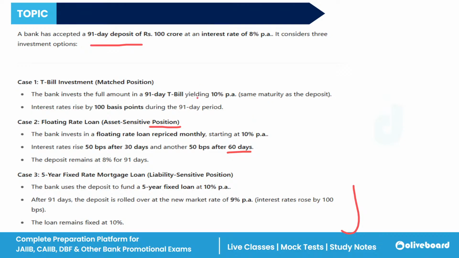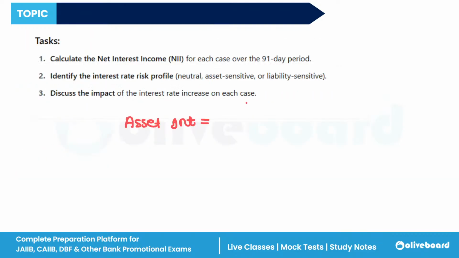10% is given, right? And liability cost is given 8%. So just principal multiply by rate. Principal is 100 crore. Rate is 10% and days are 91 days and year basis, that means 365.